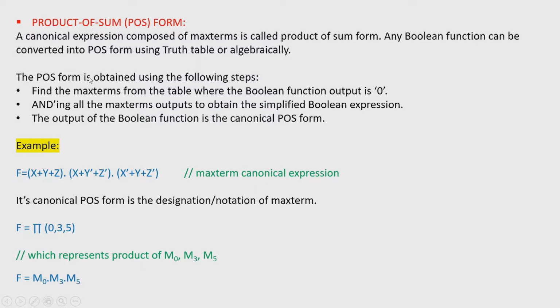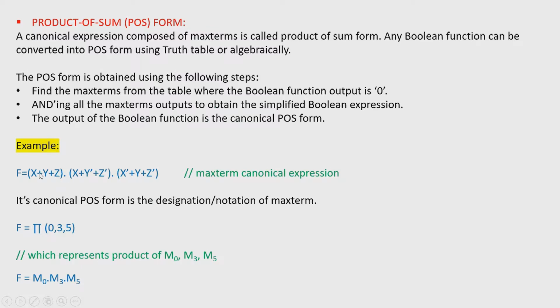So the POS form can be obtained using the following steps. First, find the max terms from the truth table where the Boolean function output is 0. In terms of min terms, where the Boolean function output is 1, you find the min terms. But in terms of max terms, you take the max term of the rows where the output is 0. Then you AND all those max terms obtained to get the simplified Boolean expression. The output of that Boolean function is the canonical POS form.